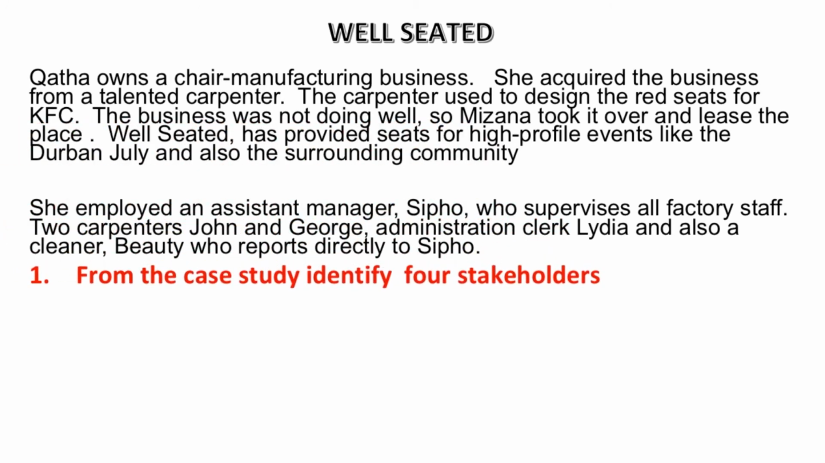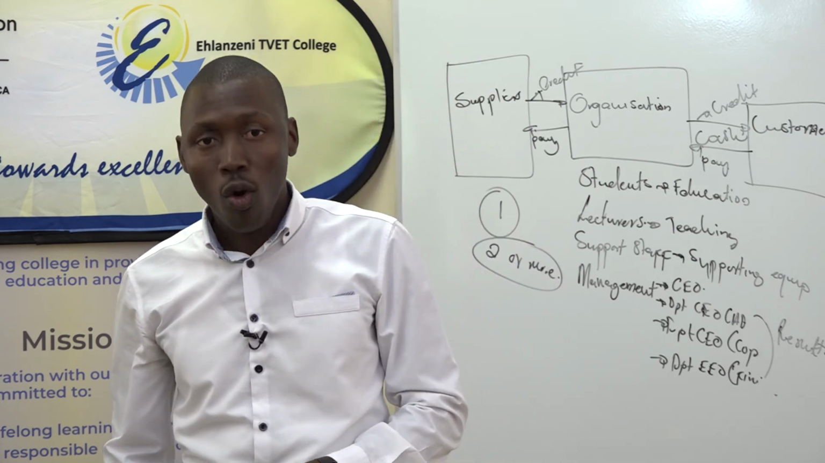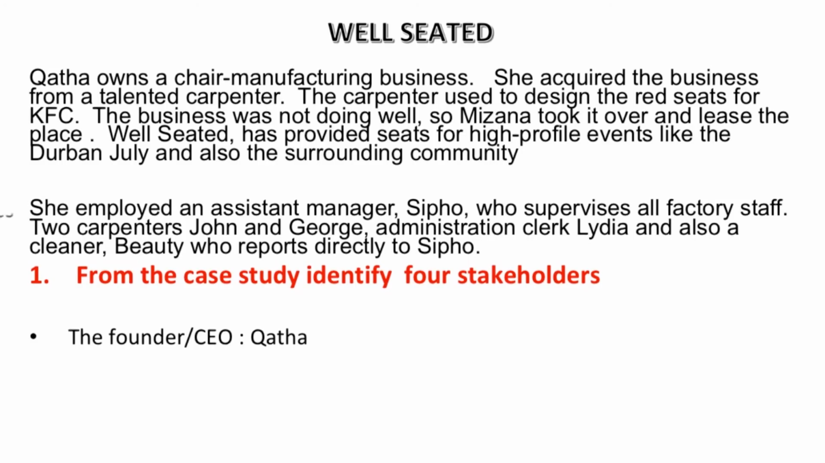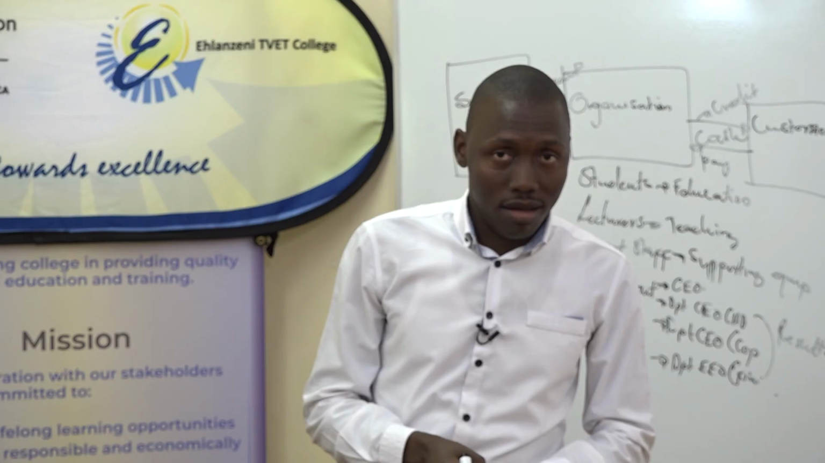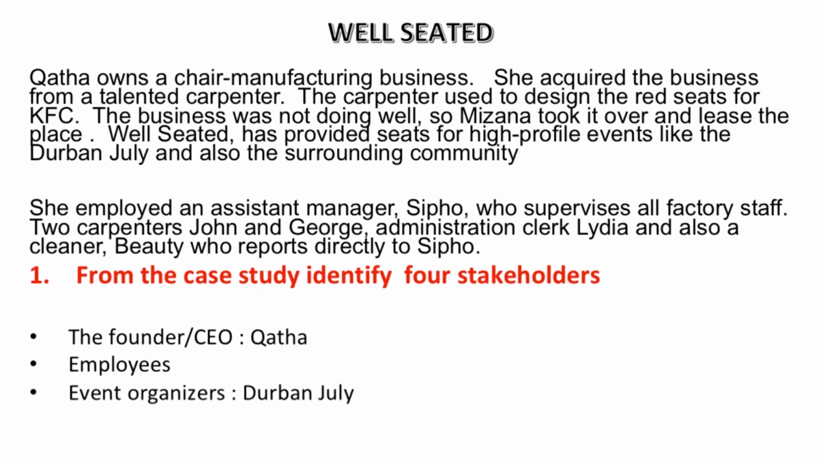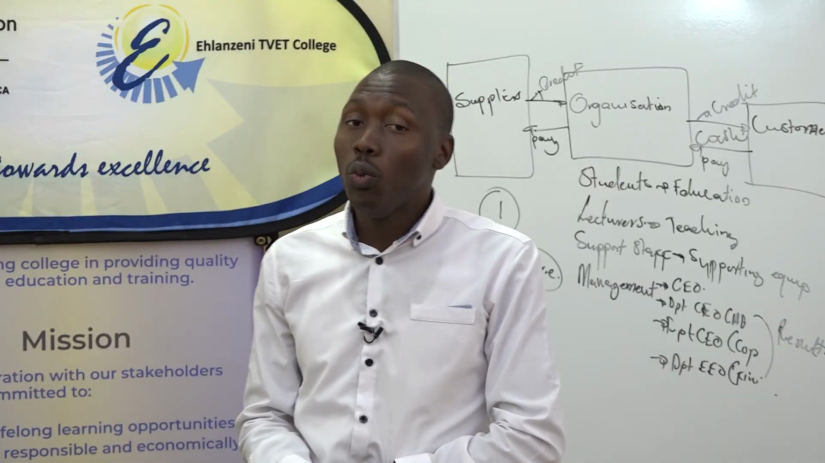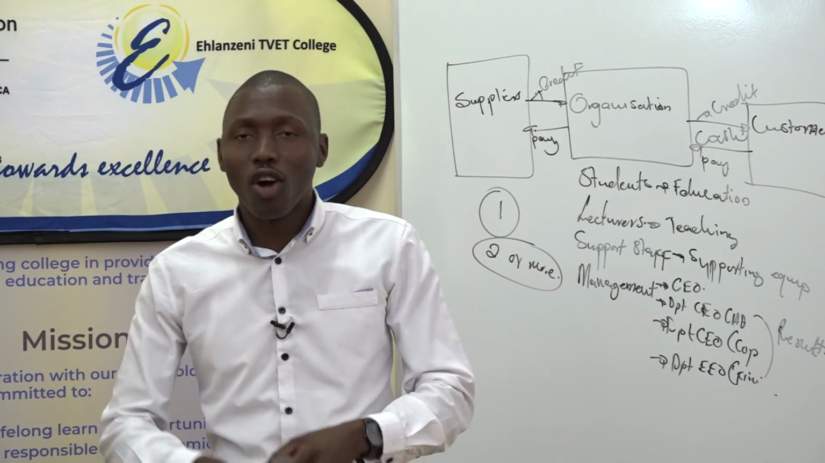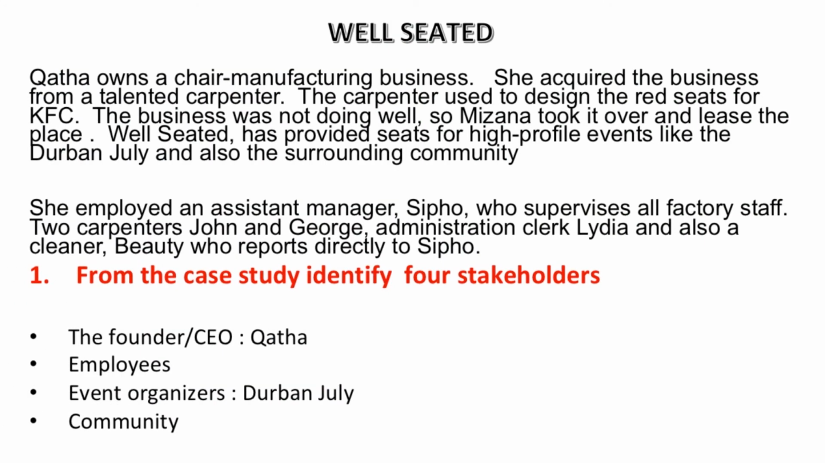The first question from the case study: identify four stakeholders within the case study that you are provided. The first stakeholder is the founder of the organization, who is Mazina Kata. The second stakeholder is the employees. Who are the employees? It's Lydia, Sipo, as well as the cleaner. Then the third stakeholder is the event organizer, which is Durban July. And the last stakeholder is the community, which she was also providing the seats to.